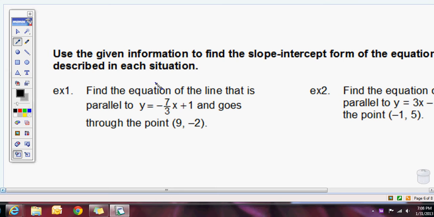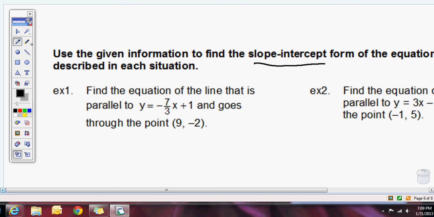But let's solve example number 1. It's asking, find the equation of a line that is parallel to y equals negative 7 over 3x plus 1 and goes through the point (9, -2). So just like we said, we need a point and we need a slope in order to get it into slope-intercept form. So we start with point-slope and then we go into slope-intercept.